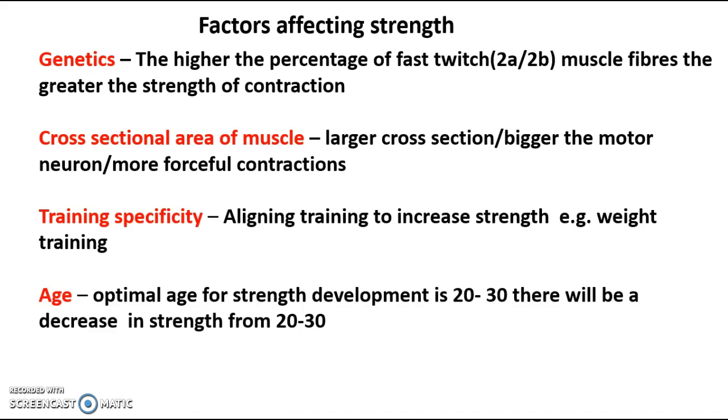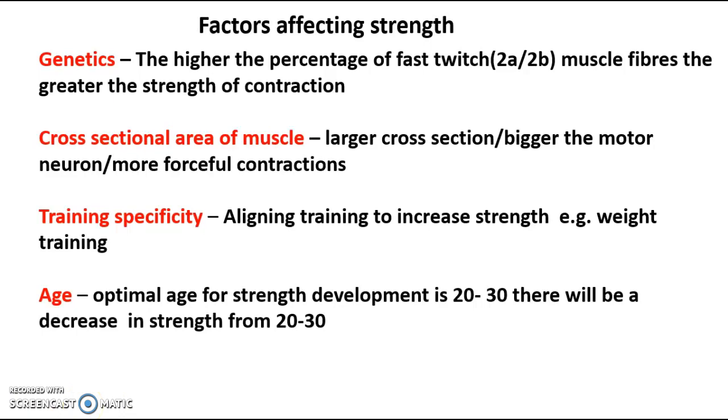Age then. Age is another factor affecting strength. From the age of 20 to 30, sometimes lower, 17, 18 to 30, that's your optimal age. So that is the point where you have the highest level, if you're male, of testosterone. Okay, and this is quite important, to just change this bit here. There is a decrease in strength from the age of 30. That's not supposed to have 20 there, so if you could just change that. So there's a decrease in strength from the age of 30.